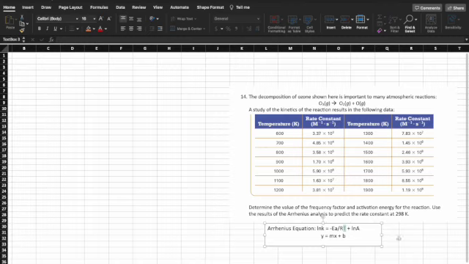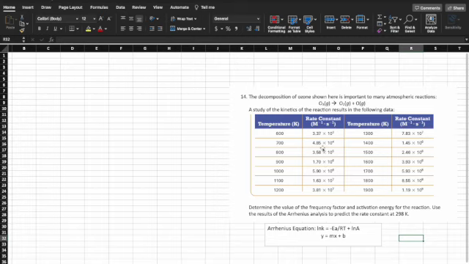So in order to answer this question, the first thing we need to do is create a plot of ln of k versus temperature. So let's go ahead and do that. K, which is the rate constant, is going to be your y-axis values.